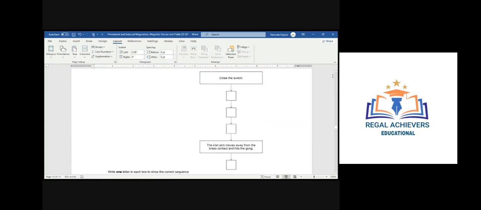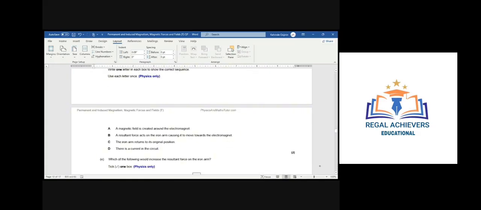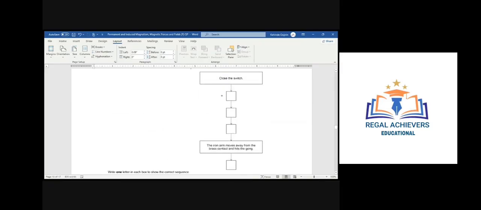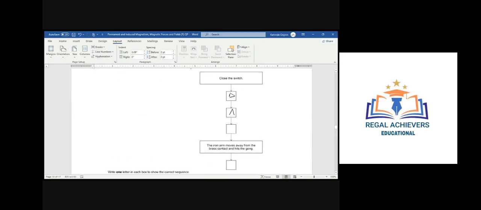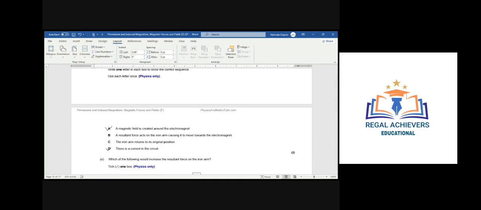So the first one there, they say you close the switch. So after closing the switch, then there is a current in this circuit. So you write D here. Then after that, we were made to understand that there is going to be a magnetic field created around the magnet.